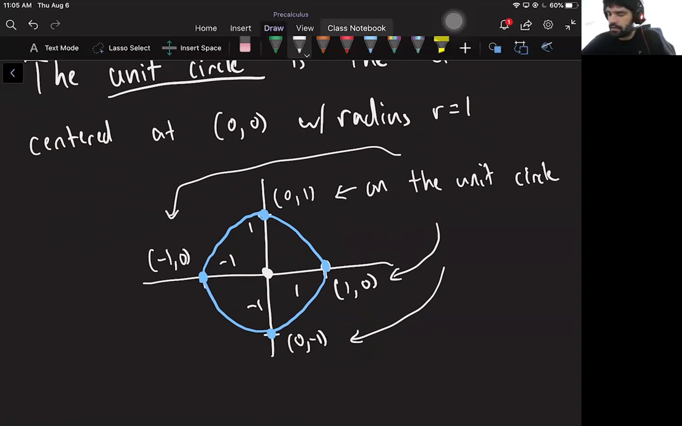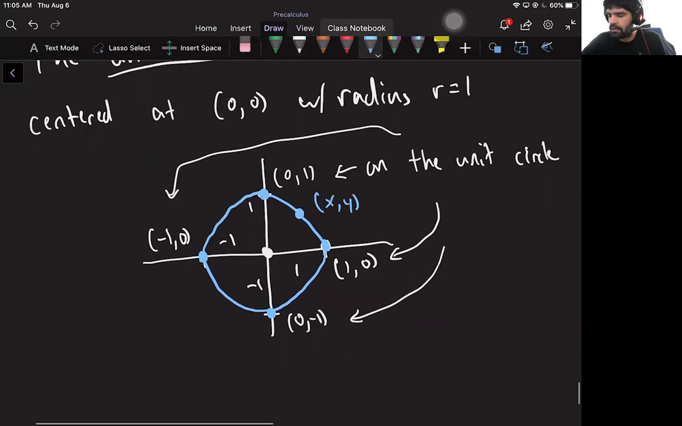But what about other points? So like, what about all the other points? Like something right there. Let me use the same color, blue. So, well, right now I don't know what that point is, but I do know it's some x, y coordinate. And what else can I say? Well, because the radius is 1, I know that the distance from that blue dot to this middle, how far is that? Well, the radius is 1, so that's got to be 1.